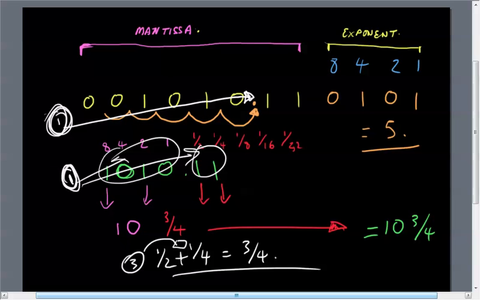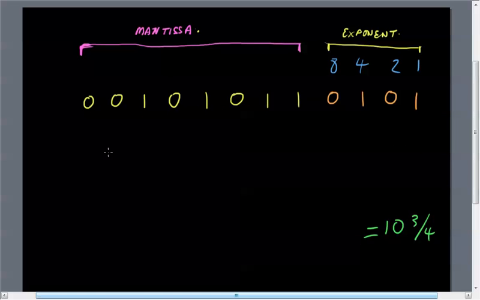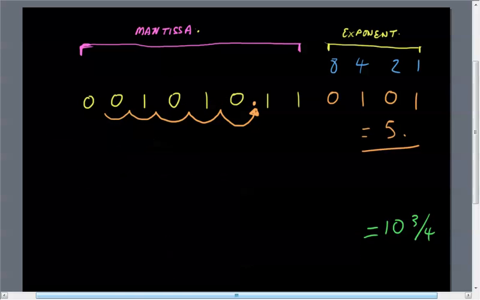Now, if we go right back to our number, sorry, I've missed a step. If we go back to our number here, the next step of the question, and I'll do this in a separate video, is to normalize this number. Okay, so at the moment it's not a normalized number, and we'll explain why in a minute.